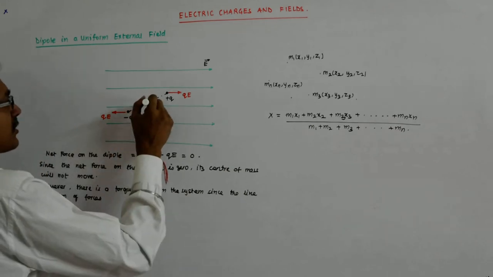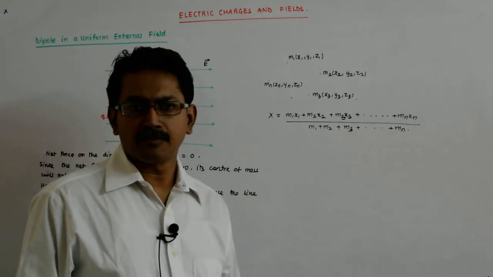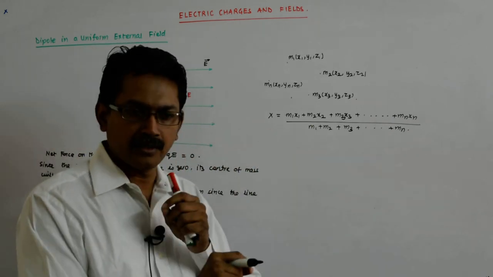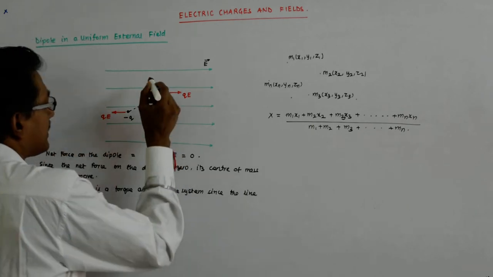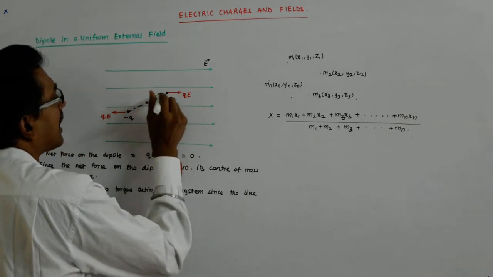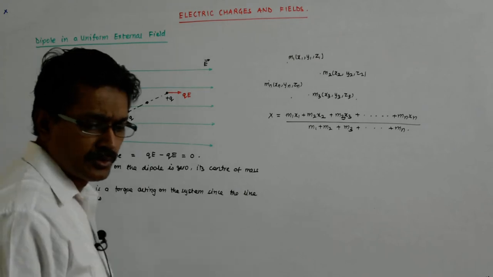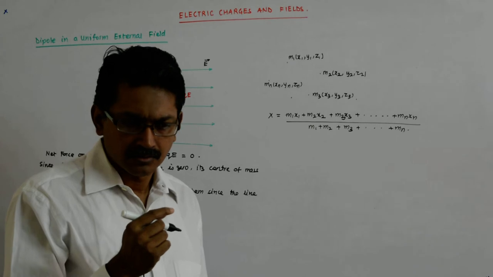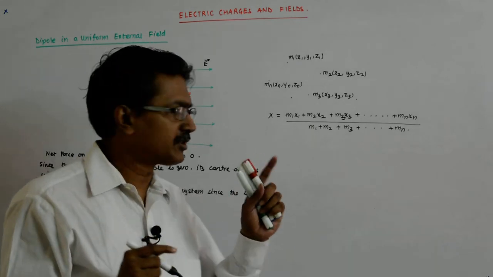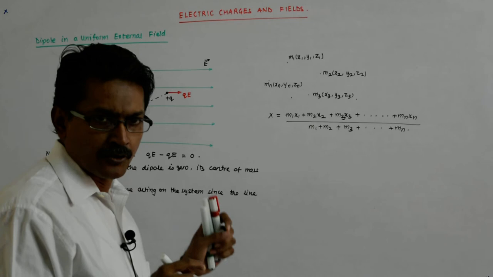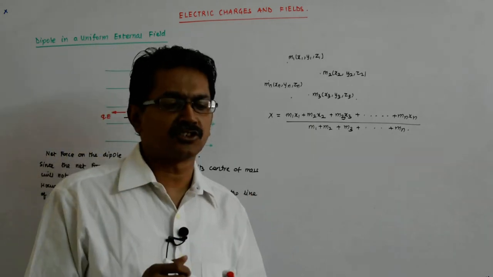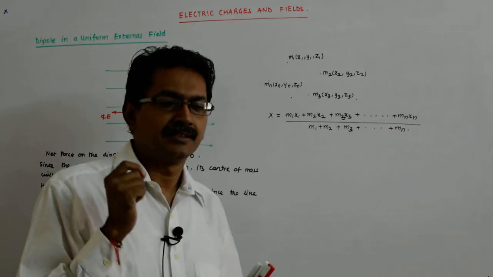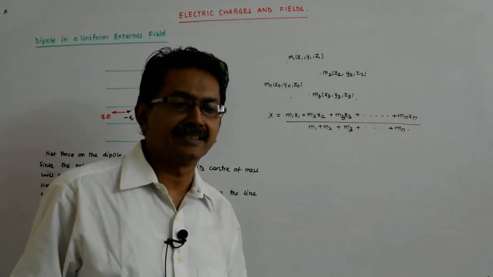So if this does not move, then the whole thing will start rotating around that. And these forces are not passing through that point. So this point acts as the axis. Whenever the line of action of the force does not pass through the axis of rotation, then you develop a torque in the system.